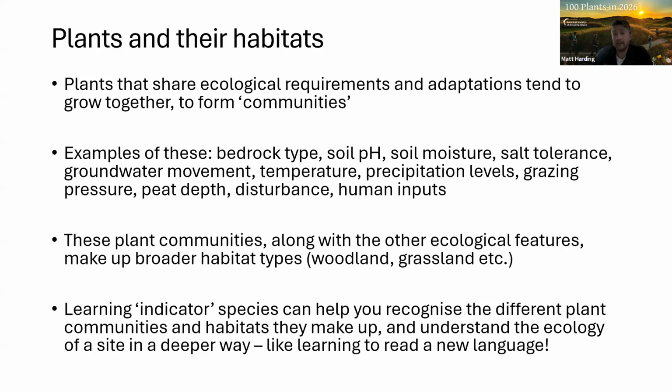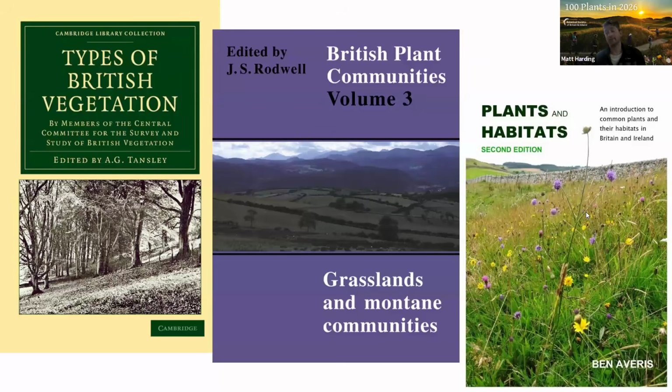Now, learning a relatively small set of indicator species can be incredibly helpful and a fast-track way to start recognizing the different plant communities and habitats that they make up, and understand the ecology of a site in a much deeper way. I think it's kind of like learning to read a new language, the language of a site, its history, its management, and so forth. Now, the story of plant communities in Britain, and I will be talking about Britain, I'm afraid, because I am from Britain, but everything applies to Ireland as well, I hope.